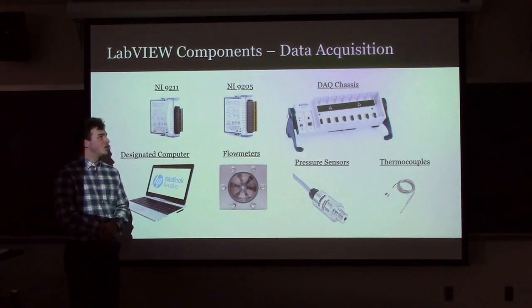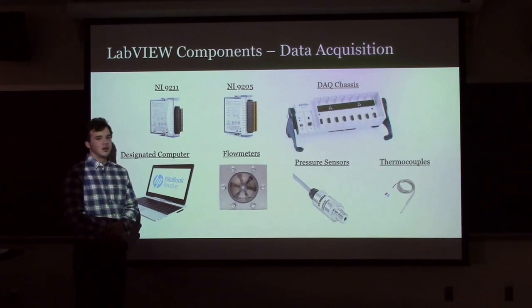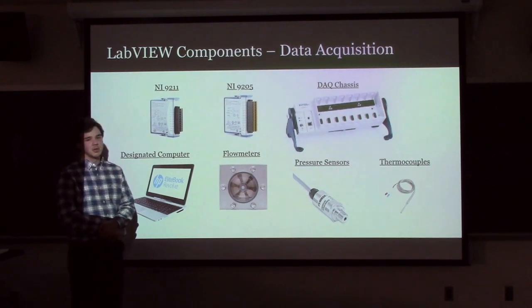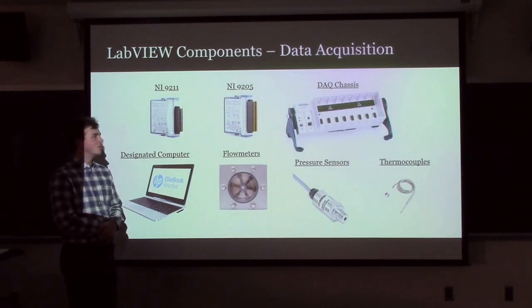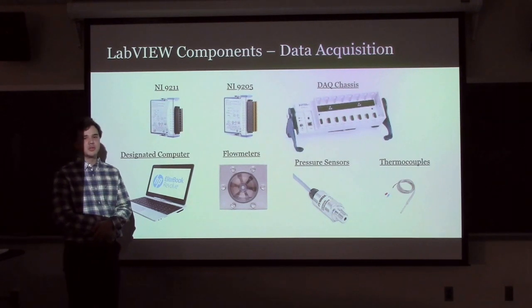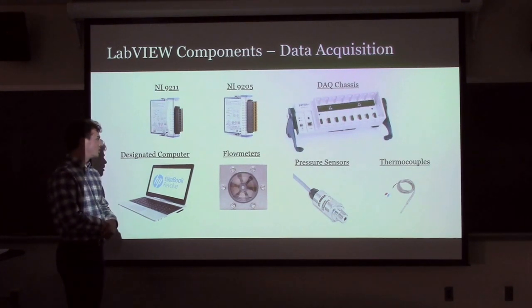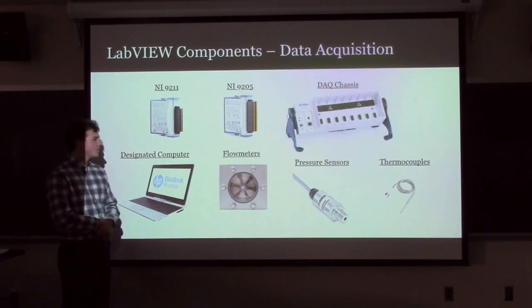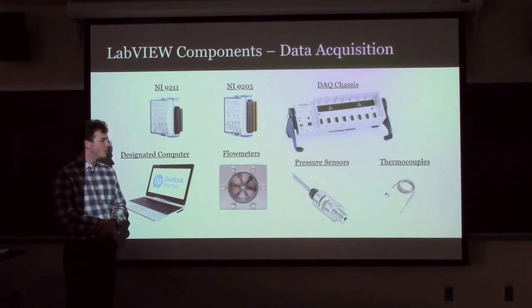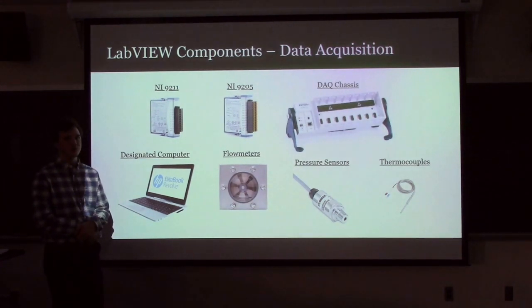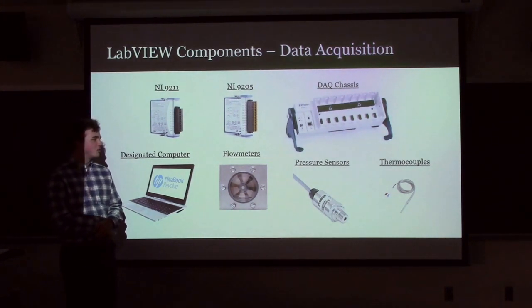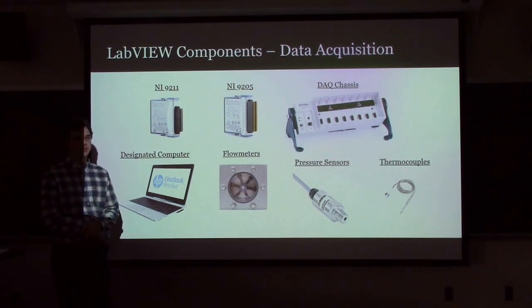The next component would be the DAC chassis, which is a really important component in our design. It allows us to use these prior components to read values. It's the component that talks directly to the laptop, which is a designated computer for this lab, through a USB port. They also left us flow meters, 3 of them, 1 that we were using for the refrigerant line and 2 for the water lines. They left us a series of pressure sensors and thermocouples, and we added a couple of our own thermocouples we made.